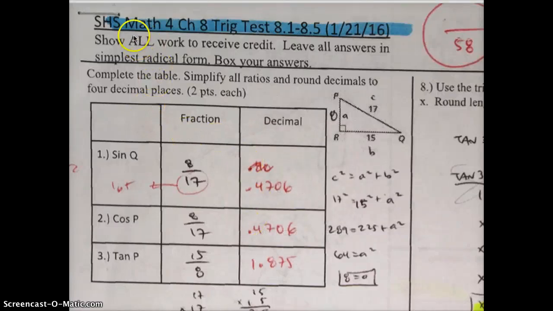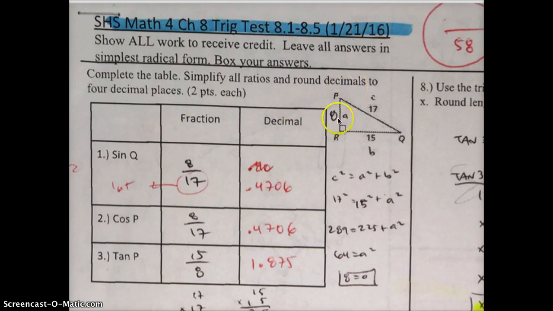These are the test corrections for Chapter 8, Trigonometry. That was taken January 21st, 2016. Show all your work to receive credit, leave all your answers in simplest radical form, and box your answers. Complete the table, simplify all ratios and round decimals to 4 decimal places.